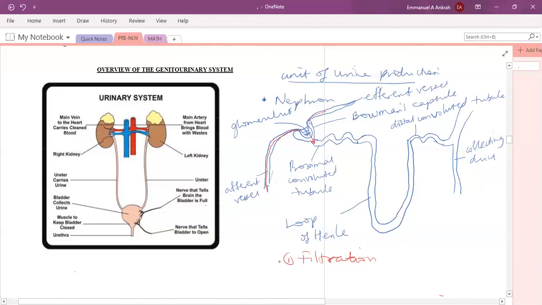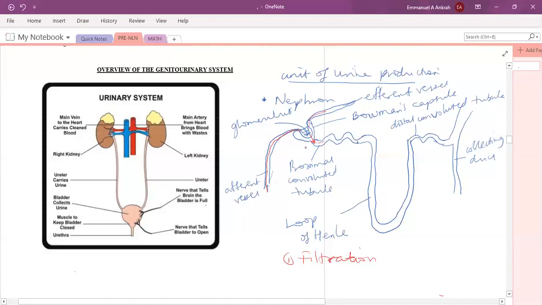The first step is filtration in the glomerulus. When they filter the blood, the solid part cannot come out. Only the liquid part and some dissolved substances come out. So you don't expect to have red blood cells, white blood cells, and other big cells in the urine. If you see that in the urine, then there's a problem with the glomerulus, a problem with the filtration system.